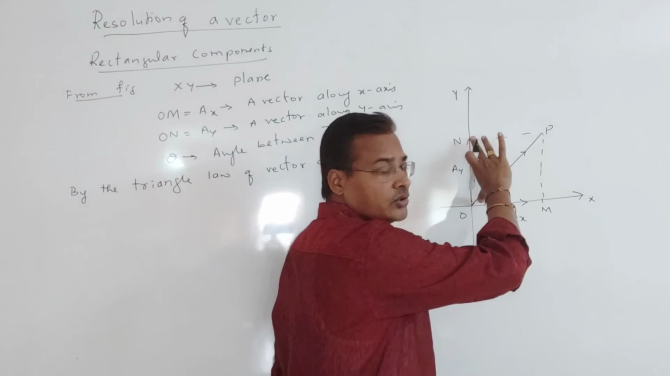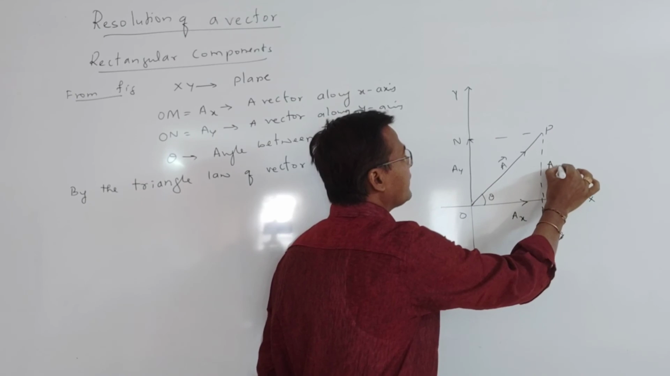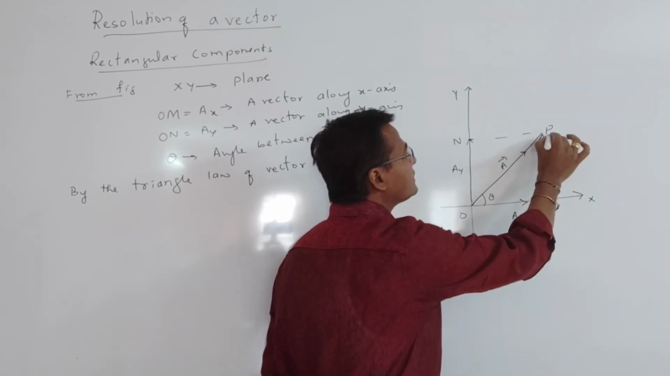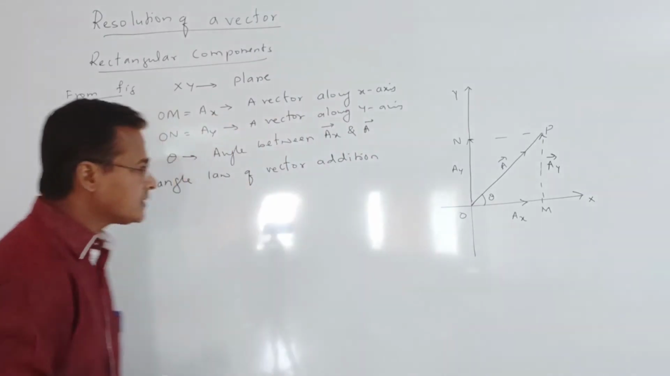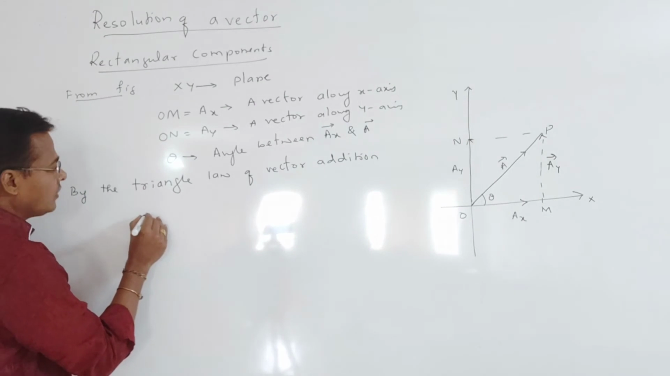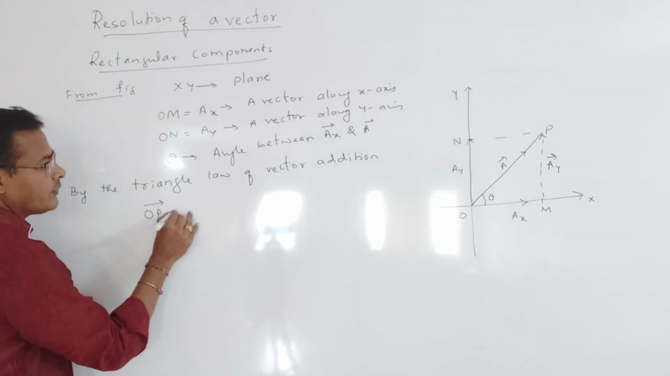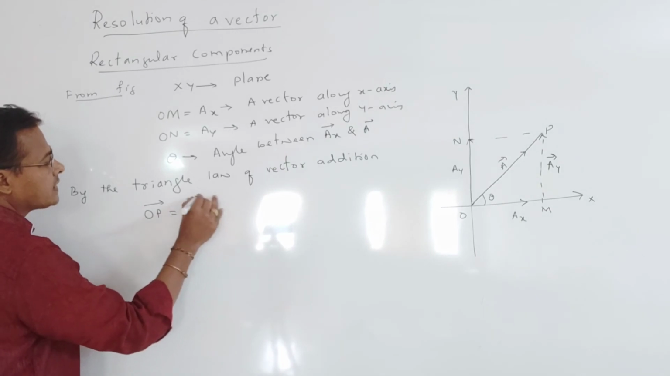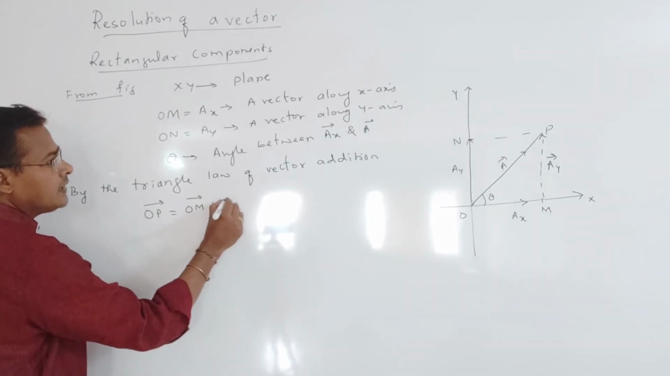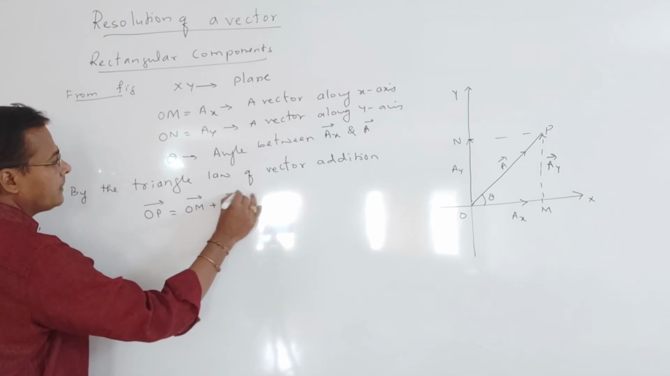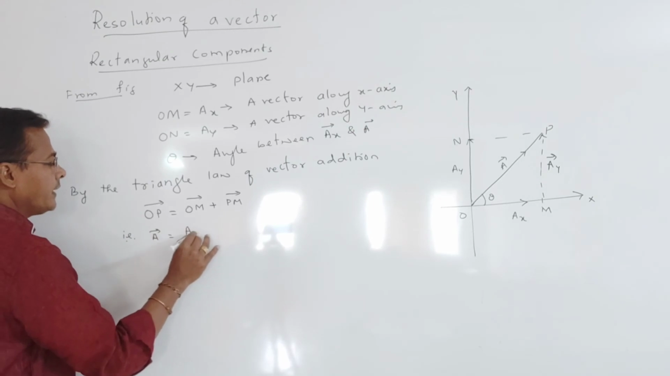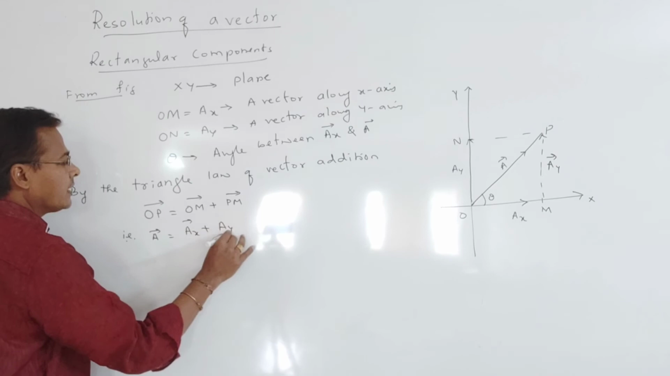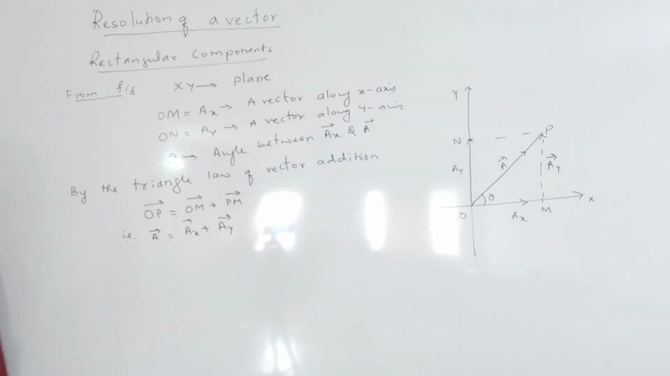Whatever the ON is, the same PM we can take, that is the AY vector. This is also the same vector we have taken. So according to the triangle of vectors, here OP vector, the resultant vector, equals OM vector plus PM vector. So that is A vector equal to AX vector plus AY vector.